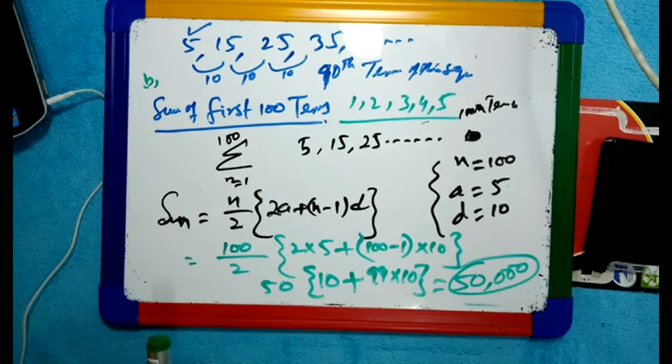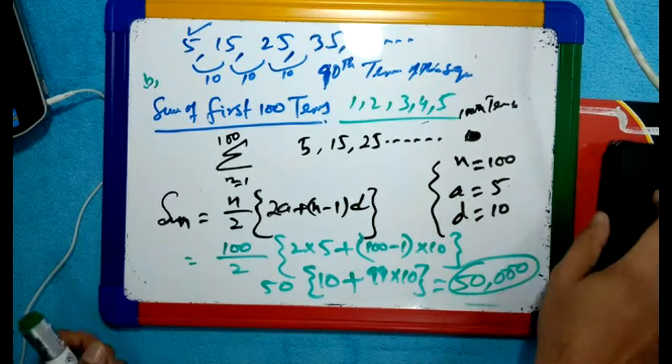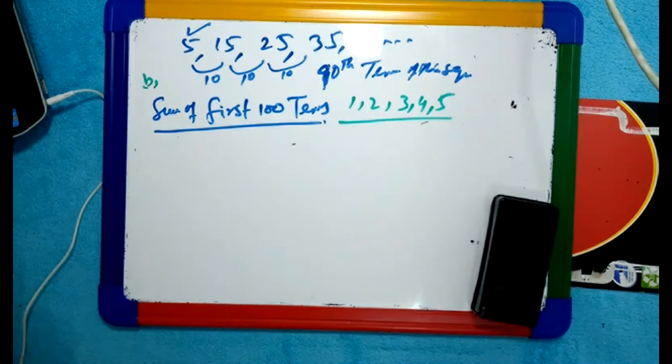Sum up to 5. So 5 over 2. No, add all these numbers orally. Don't apply the formula. 5, 15... Total is 15. Total is 15.